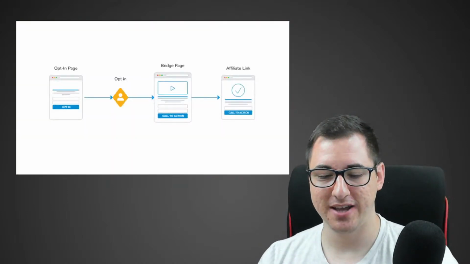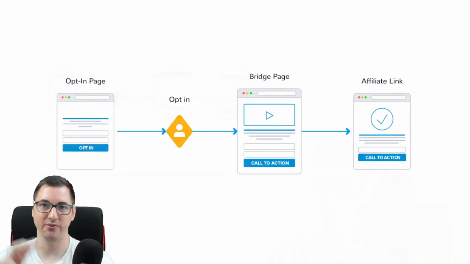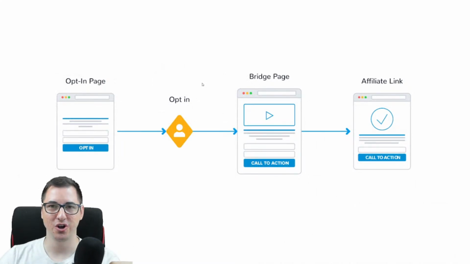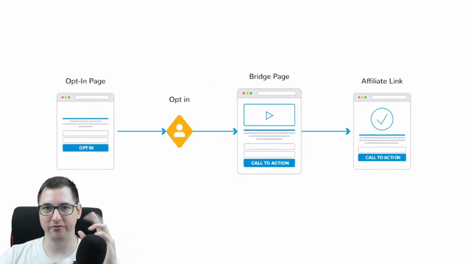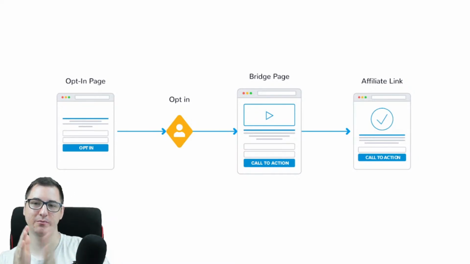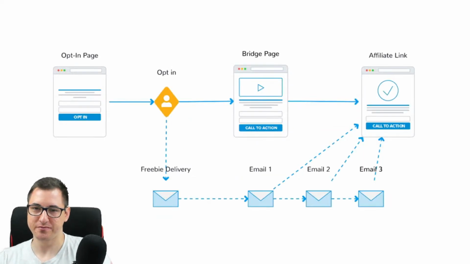If we have a look at this little illustration, or basically a kind of flow, we can see that we have an opt-in page. We have people opt in, and then we send them to a bridge page. So this is something between the actual opt-in, where people fill out their details and we get their information, and before we send them to an affiliate link, we put in a bridge page in order to do something. So what do we actually do with a bridge page?